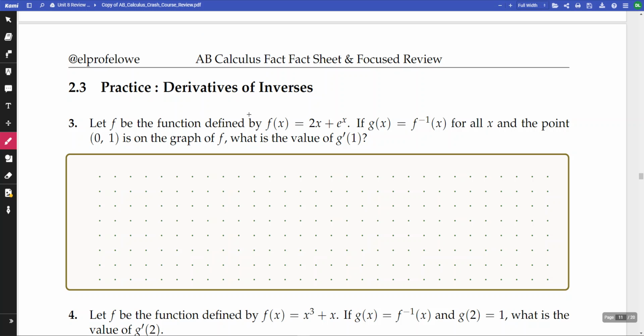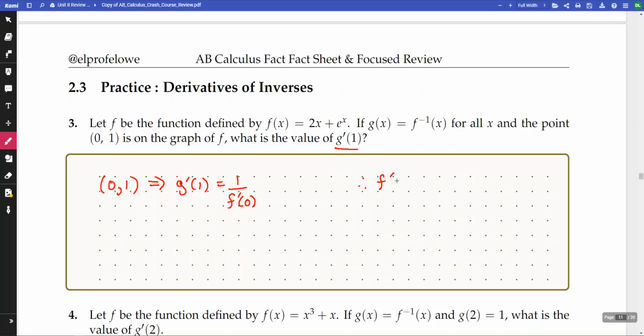So we're going to say that f is a function defined by this, and g is the inverse of f for all x values. And the point (0, 1) is on the graph of f, right? So if x is 0, 2 times 0 plus e to the 0, that's 1. And we want the value of g prime of 1. Well, since I have the point (0, 1), that implies that g prime of 1 is going to be 1 over f prime of 0. So I need f prime.